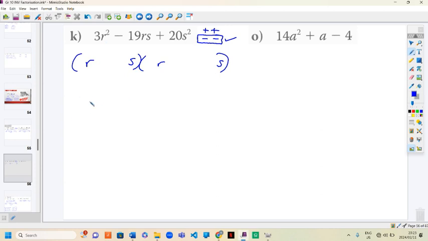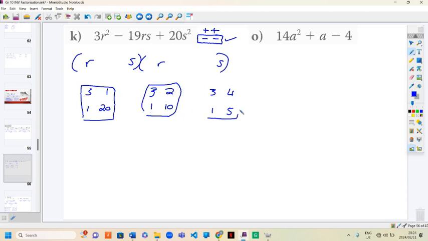So I look at the factors of 20. The factors of 20 are 1 and 20, 2 and 10, and 4 and 5. And the factors of 3 are 3 and 1. That's a nice 3. I put boxes around those to make them look nice and snug, and then I'll just start multiplying out.